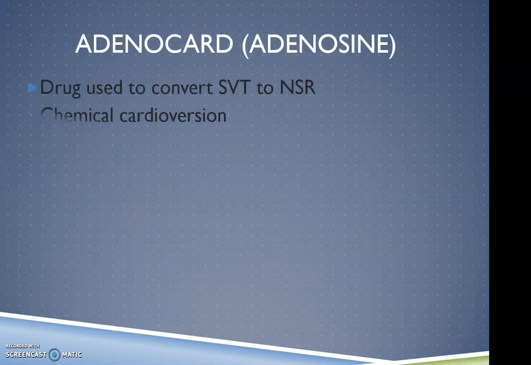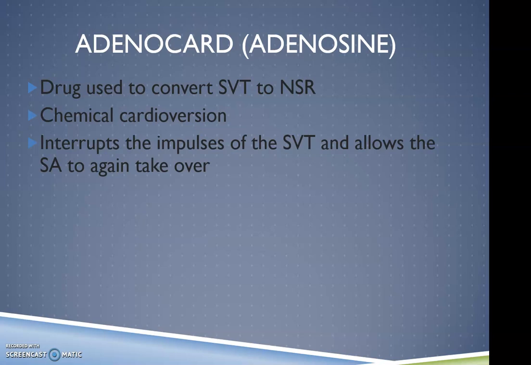So adenosine is the drug used to convert SVT to normal sinus rhythm. Adenosine is not really used for anything else but SVT. Now, if they're unable to tell whether it's SVT versus AFib, they might try it just to differentiate what rhythm it is. But this is the only rhythm that adenosine is going to convert. We call it a chemical cardioversion.